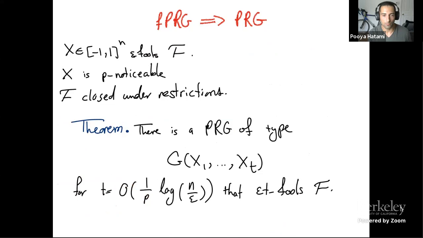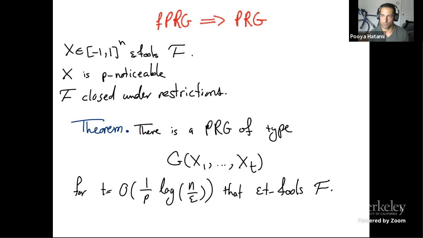And here's the main theorem that shows this reduction from FPRGs to PRGs. It says that if I have access to an FPRG that epsilon fools the family, it's p-noticeable, and the family is closed under restrictions, then there is a PRG of the form some gadget g applied to t independent samples from the fractional PRG, and it epsilon times t fools f. This works if you pick t to be roughly 1 over the noticeability parameter times log n over epsilon. So this is the analysis that I will show. If you're more careful, you can do a little bit better in terms of dependence on epsilon, but this version of the theorem is what we will show.